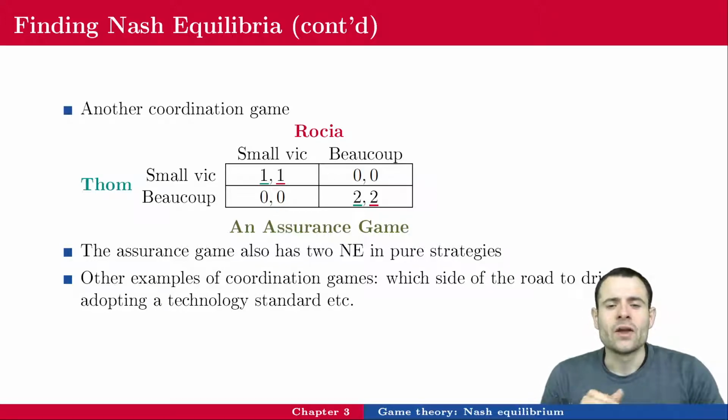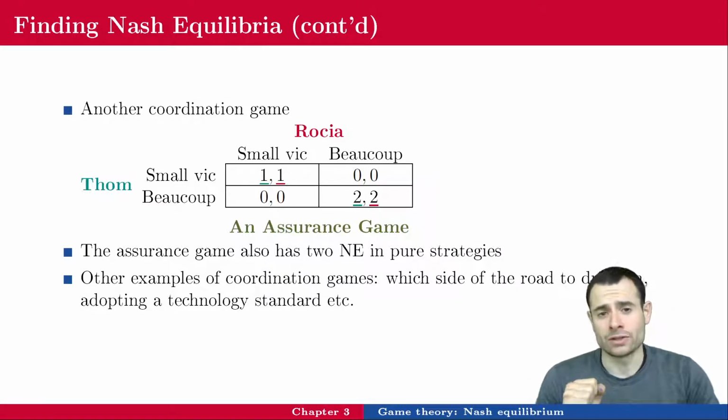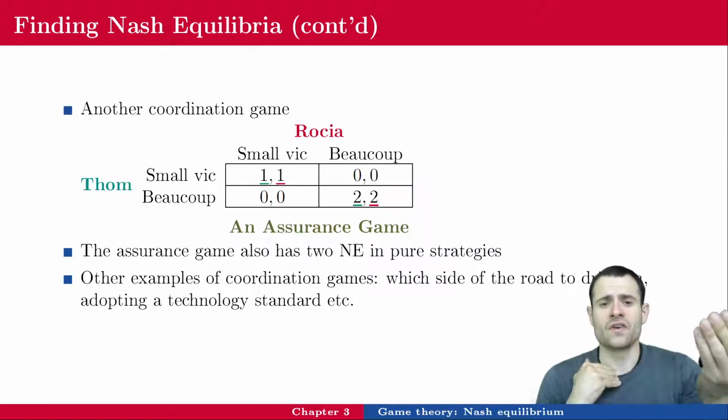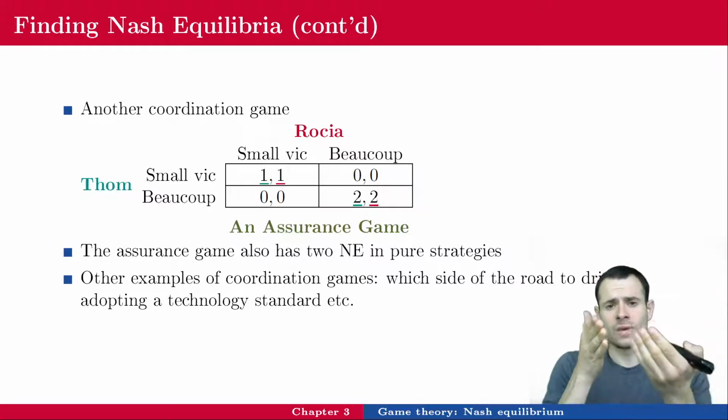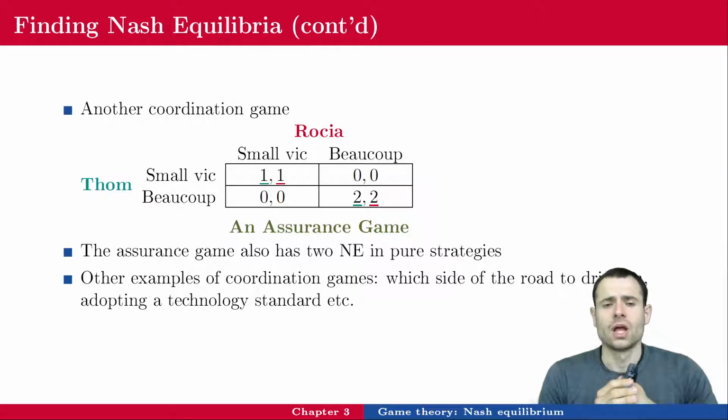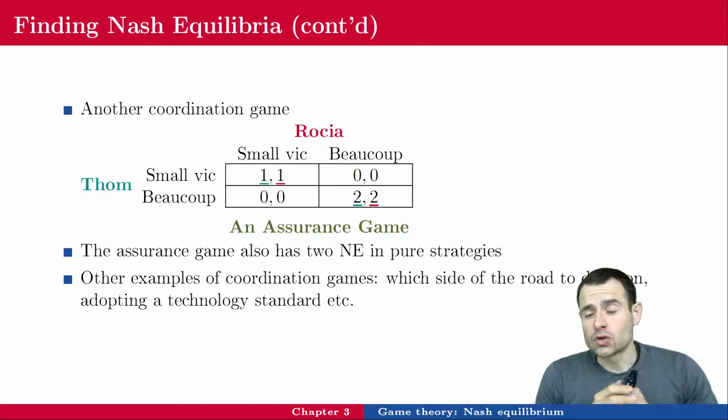Coordination games, there are plenty of them. Think about which side of the road to drive on. You have 2 players, each driving their car. They are facing each other. They are coming in opposite directions. And they can choose to drive left or right. You can imagine what will happen if they both decide to meet and both decide to drive left.